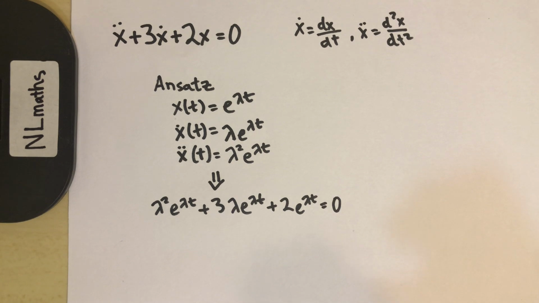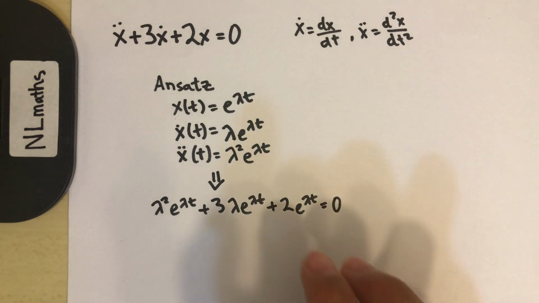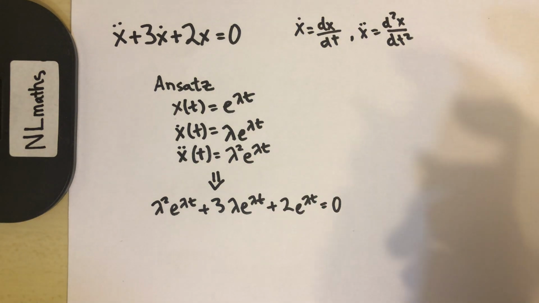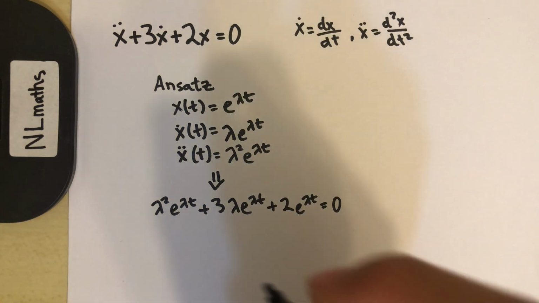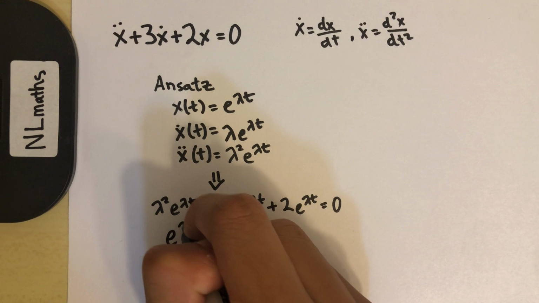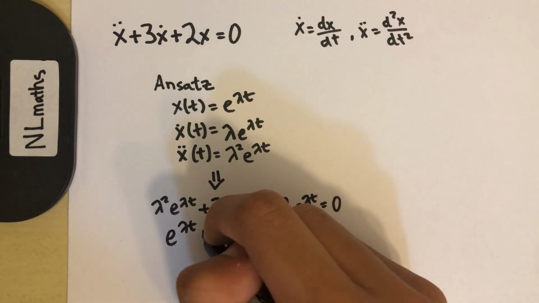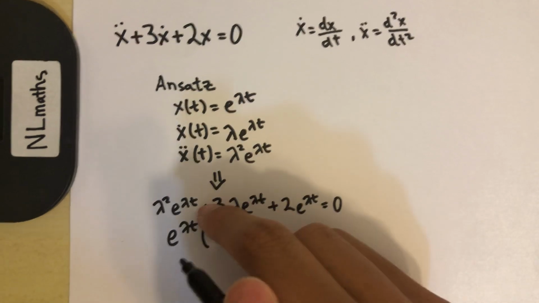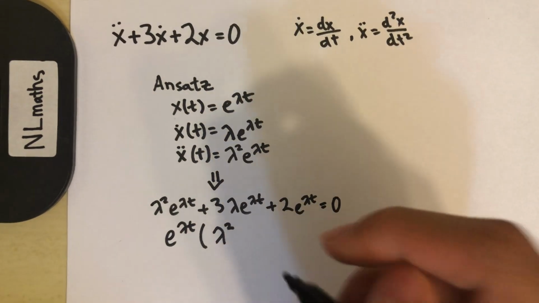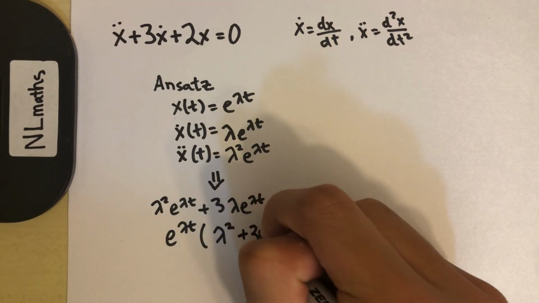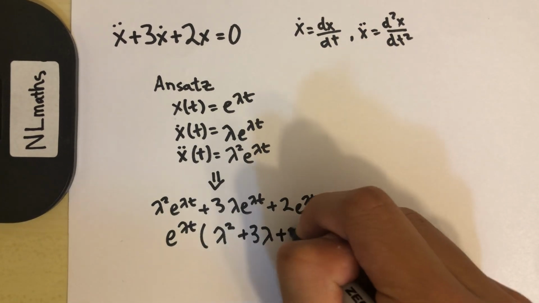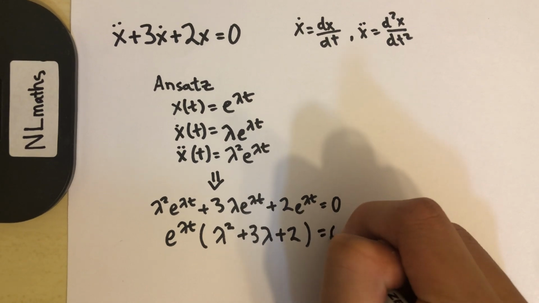Okay, and now all I have to do is take e to the lambda t out because it's in all of them, and we can factorize, make it simpler, see if we can solve this equation. So that would be e to the lambda t multiplied by lambda squared plus 3 lambda plus 2 equals 0.